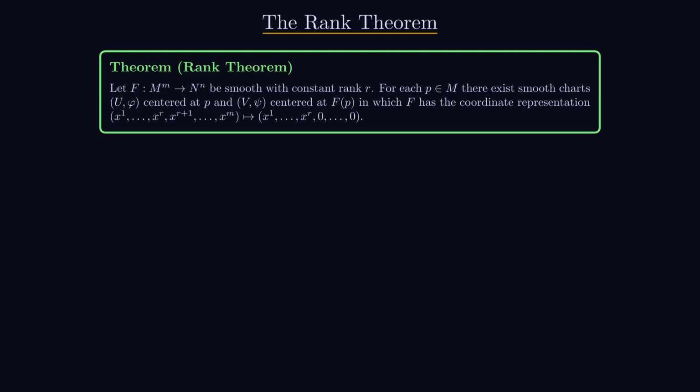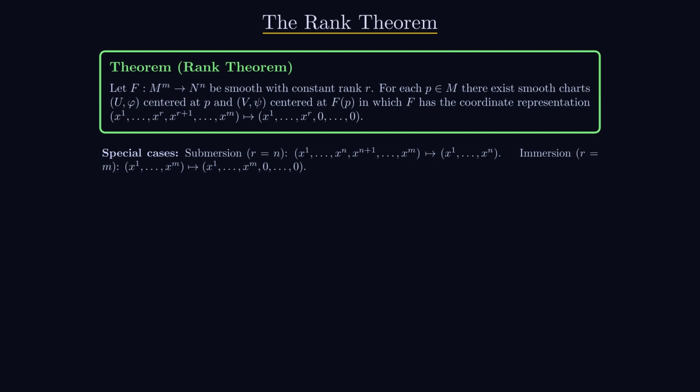Two special cases are worth naming. A smooth submersion, where the rank equals the dimension n, looks in coordinates like projection onto the first n factors. The last m minus n coordinates of the domain are simply discarded. A smooth immersion, where the rank equals the dimension m, looks like inclusion into the first m coordinates of the codomain. The image sits in the coordinate slice where the last n minus m coordinates are 0.